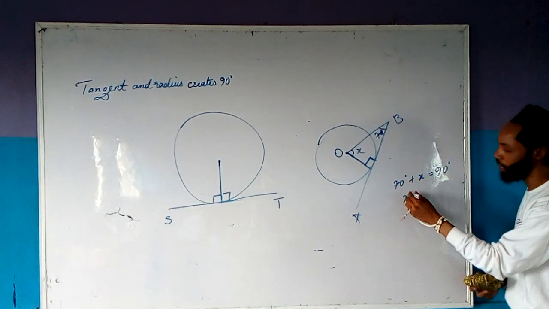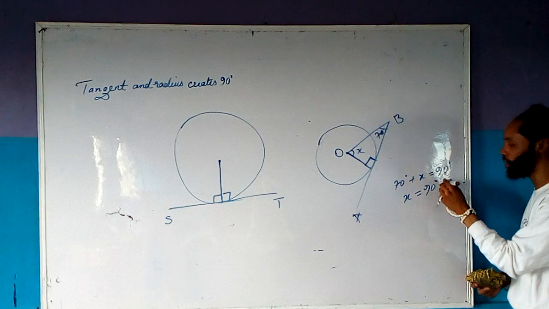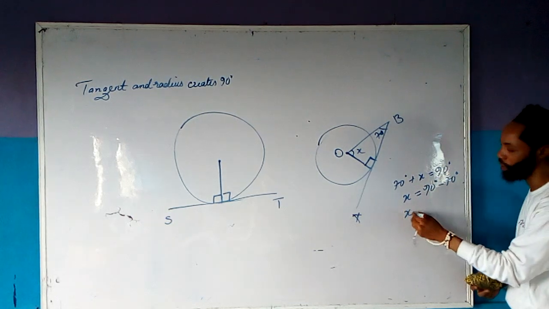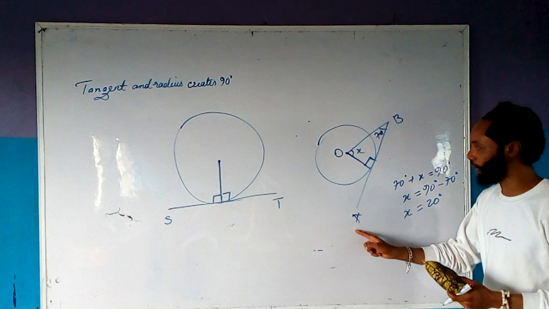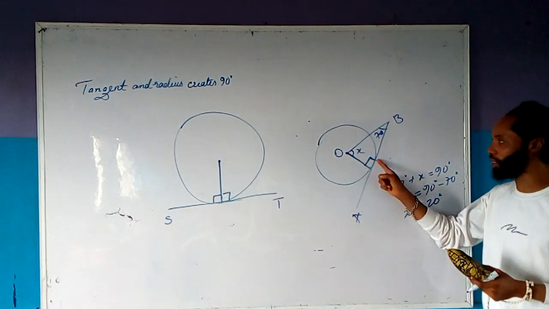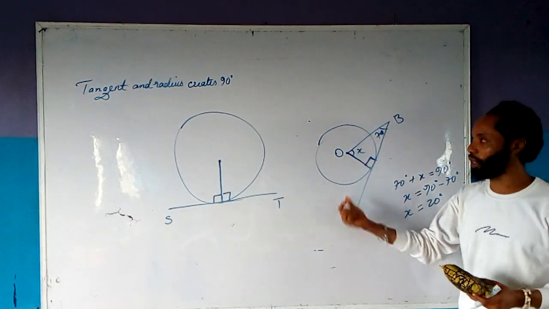So we just go straight there. X is equal to 90 degrees minus 70 degrees, which is 20 degrees. In this case, this is our tangent line, and we know that this is a 90 degree angle. Hence, we can go with that.